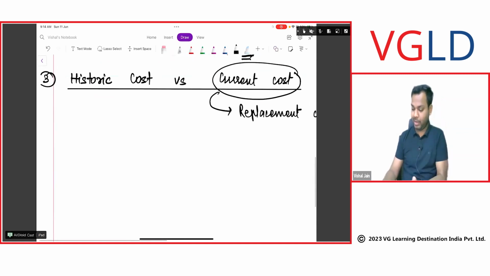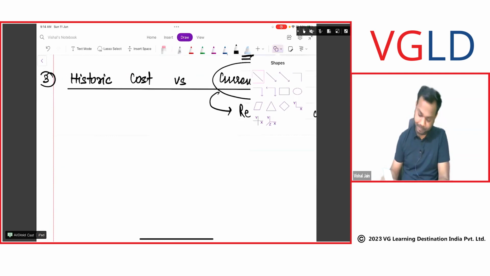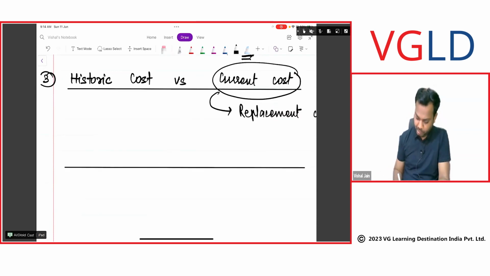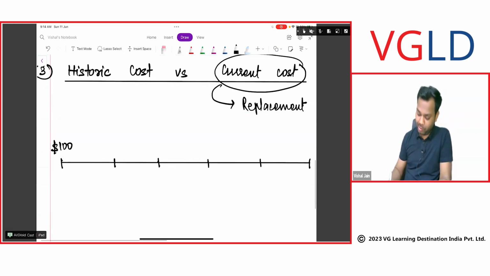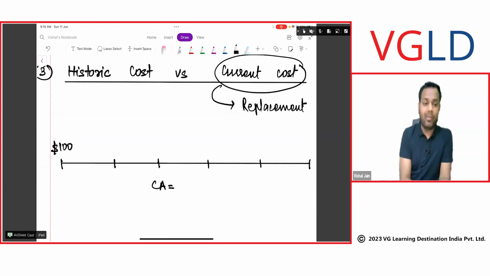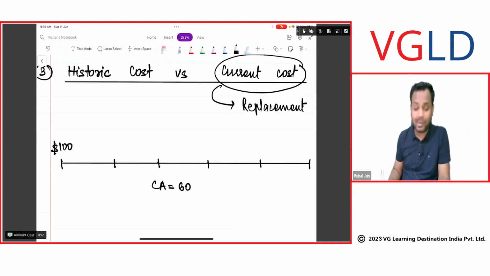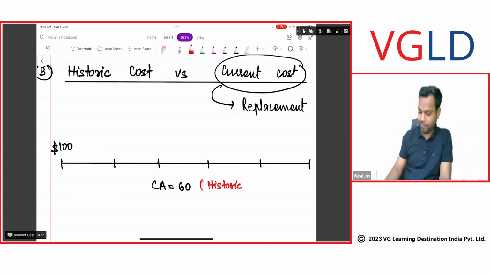Now, I will explain this with the help of an example. Let's suppose this is an asset having a life of 5 years: 1, 2, 3, 4, 5. You purchase this asset for $100 here. Can you please tell me what will be the carrying amount of the asset here? 60. Very good. Now this 60 is the historic cost.